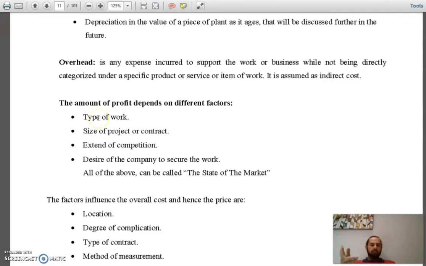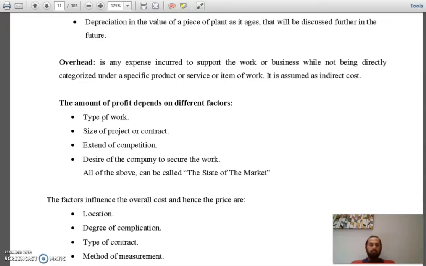Type of work. If you want to work in a sophisticated work, or some project where we have only a few contractors who can do it, you can put your price. The size of the project or contract. If it's a big project, sure, you have to take a higher percentage, because there are more risks, more efforts, and so on and so forth. So you get more profits. Extent of competition, as I told you.